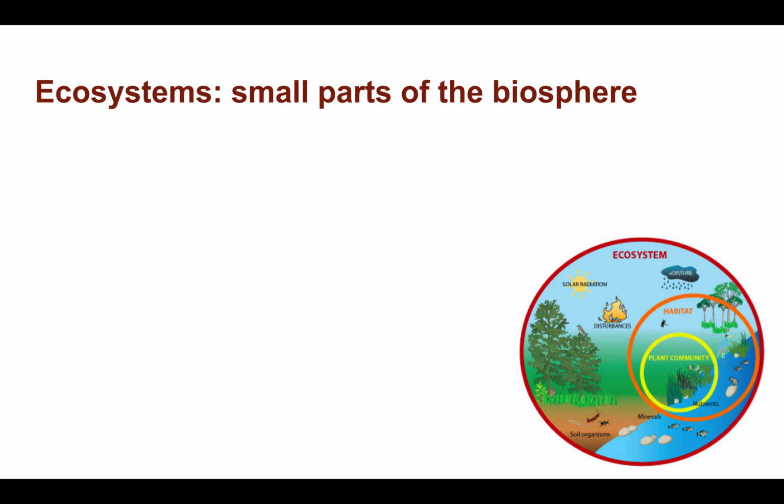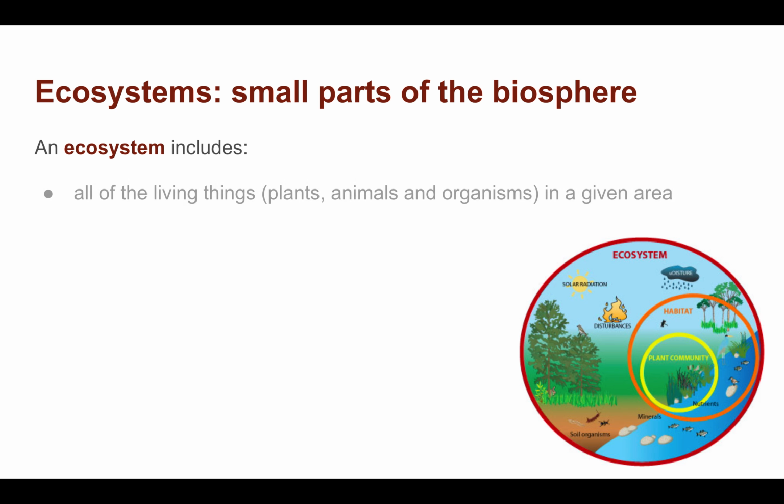So here's my next word, ecosystems, small parts of the biosphere, and here's that same image that I saw on the very first slide. So what's this about? An ecosystem includes all the living things. Okay, that makes sense. So plants, animals, organisms just means living things, all of the living things in a given area. And if I look at my picture, I've got some bugs down there in the soil. I've got some fish in the water.